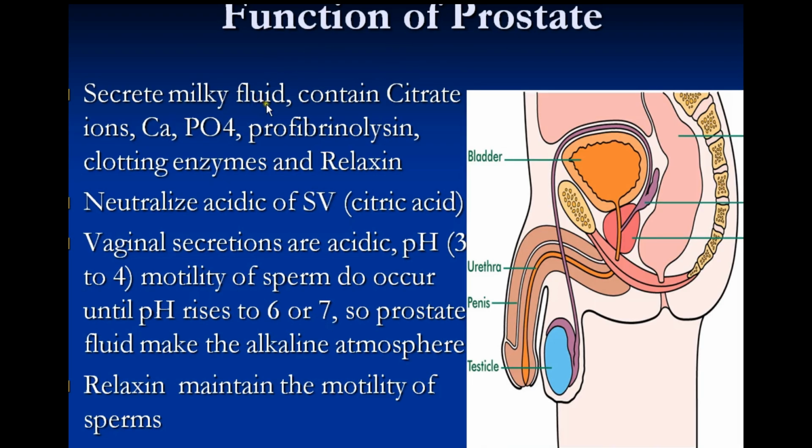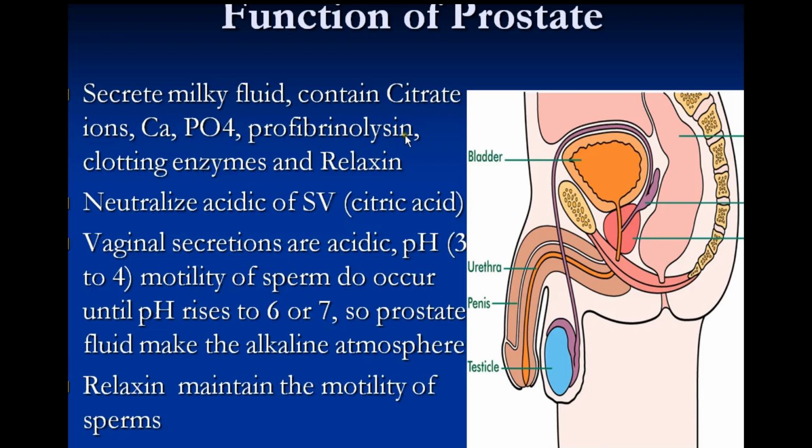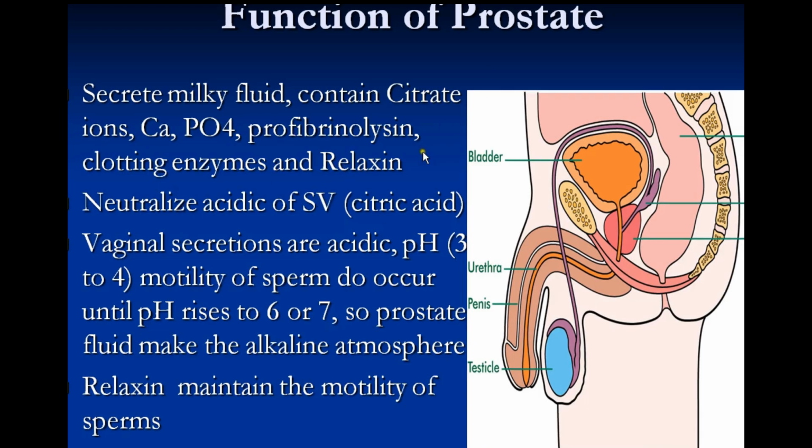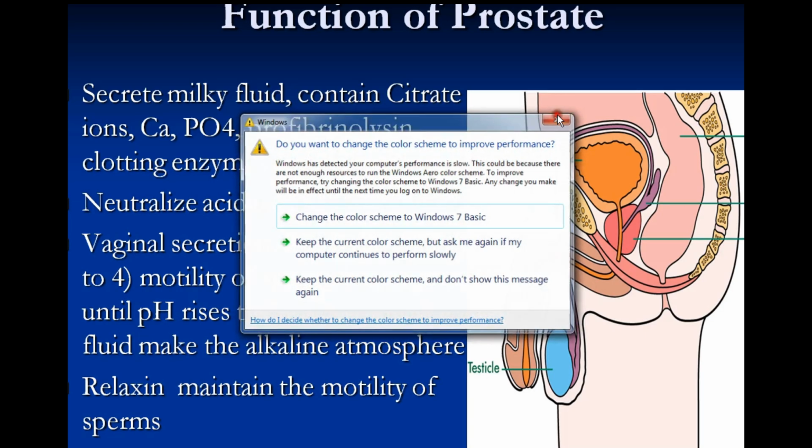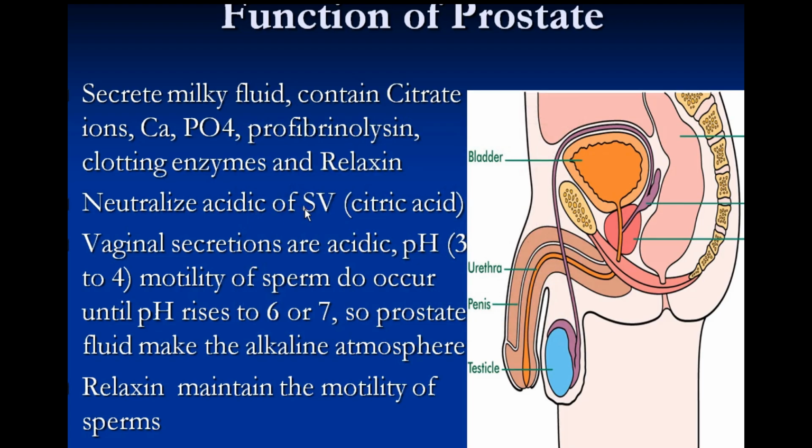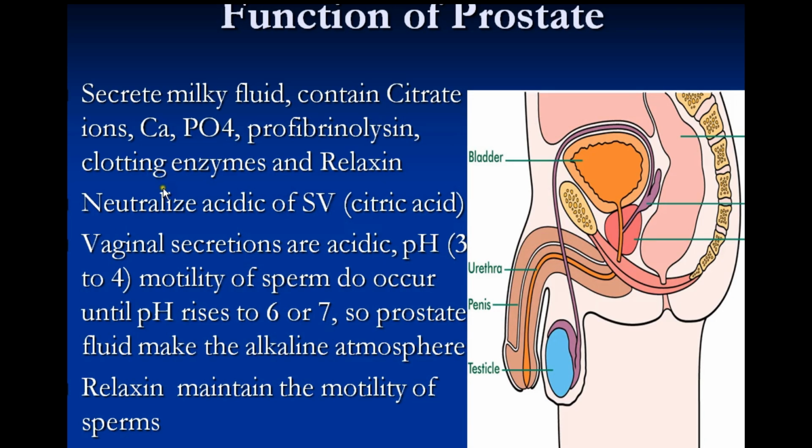It secretes a milky fluid containing citrate ions, calcium, phosphate, profibrinolysin, which is a clotting enzyme, and a very important hormone called relaxin. So the relaxin hormone in the male is secreted by the prostate. Now the prostatic fluid neutralizes the acidity of the seminal vesicle, because in the seminal vesicle secretion there is a large quantity of citric acid, which is neutralized by the prostate.